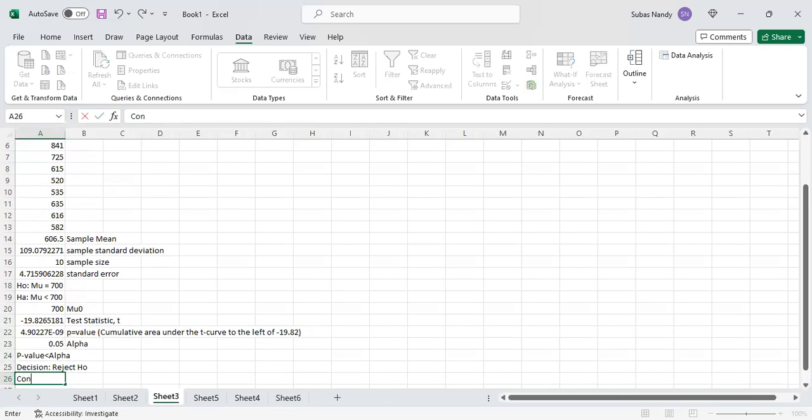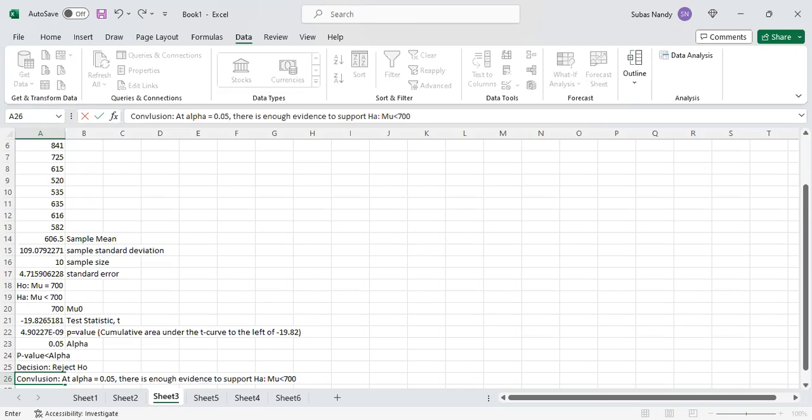Conclusion: if we reject H0, then we state that at alpha equal to 0.05, there is enough evidence to support HA, which states mu is less than 700.